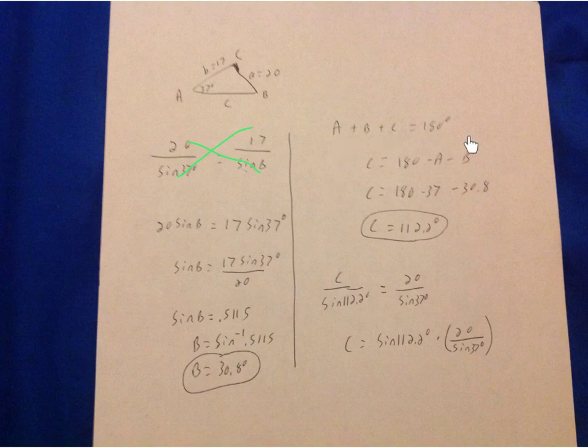Of course, you pointed out this fact: the sum of the angles is 180, so you can find C. Then you set this up: side C over the sine of C, which we just found, would equal the original info, 20 over the sine of 37. Multiply each side by the sine of 112.2 degrees, and just put it in your calculator.